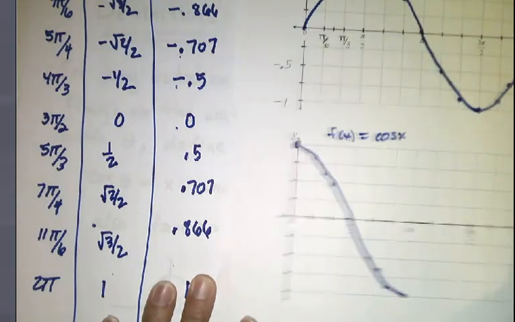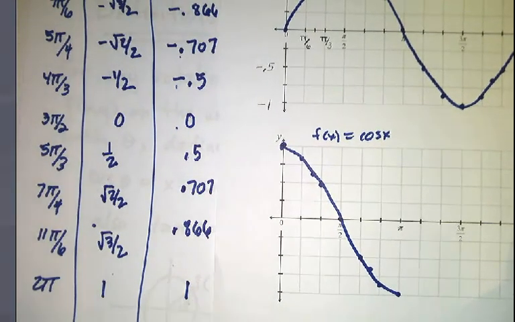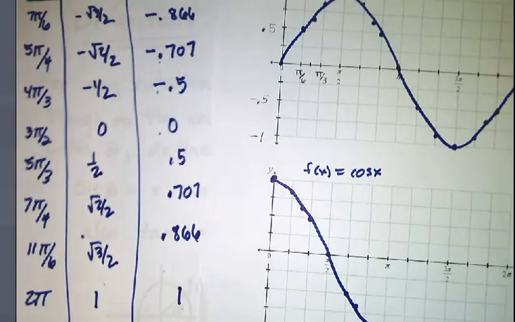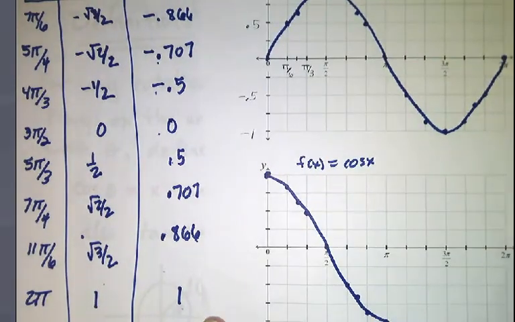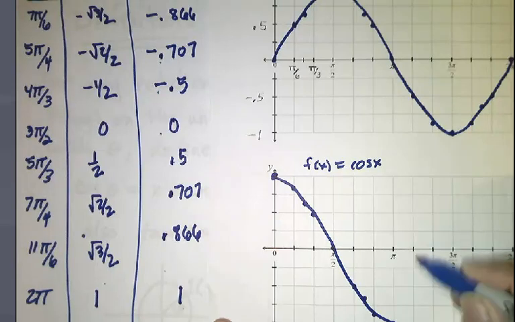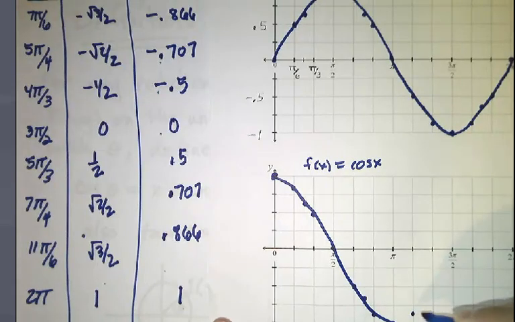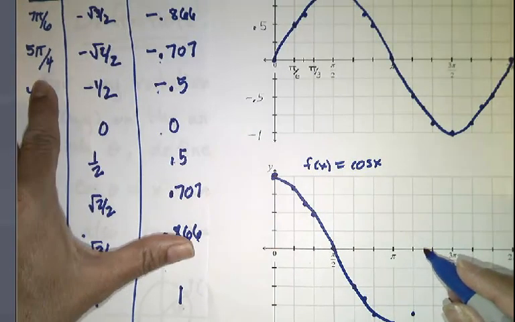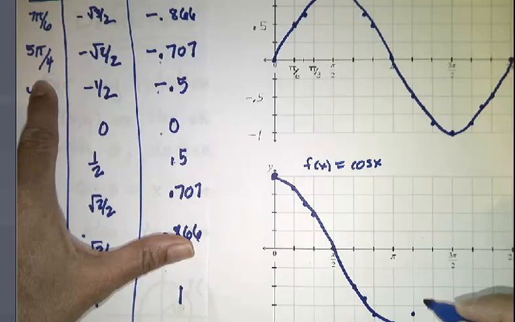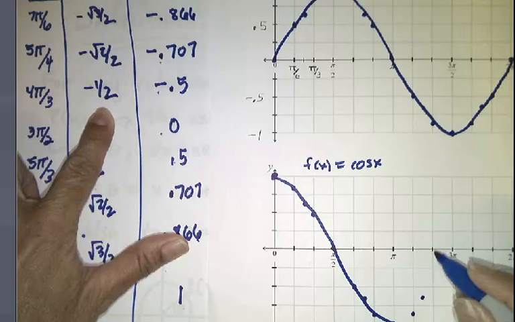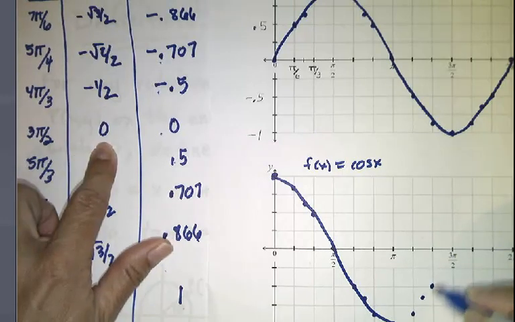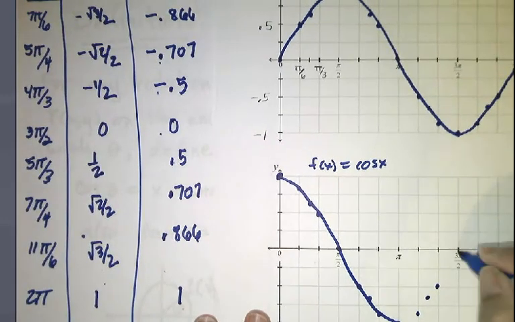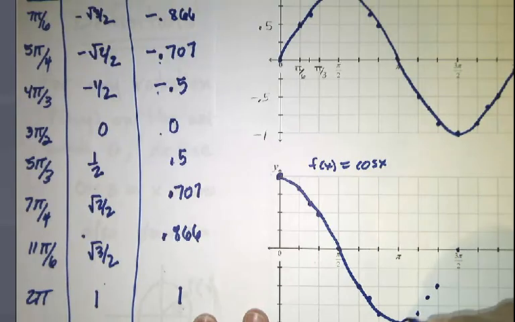Okay, see if I can get that all on there. It's a trick. Okay. So when we are at 7 pi over 6, we're back up to negative 0.866. When we are at 5 pi over 4, we are at negative 0.707. When we are at 4 pi over 3, we're at negative 1/2. And when we're at 3 pi over 2, we're back up to 0. Okay, so we should have a curve up like this.